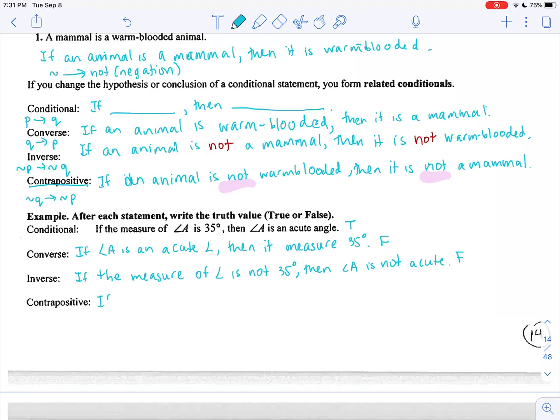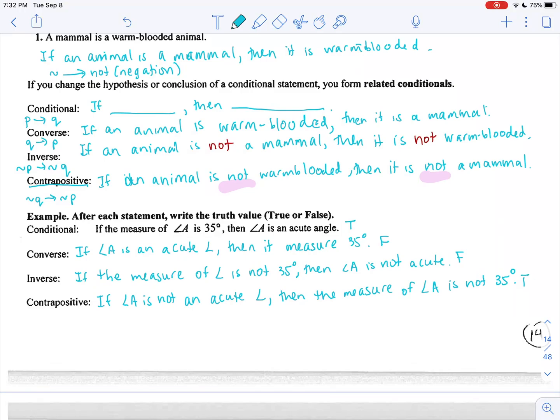And then the contrapositive is switching and negating. So if angle A is not an acute angle, then the measure of angle A is not 35 degrees. Is that true? If angle A is not an acute angle, then the measure of angle A is not 35 degrees. Well, that's true. If it's not acute, it must be obtuse or right, which then means it's not possible for it to be 35 degrees.